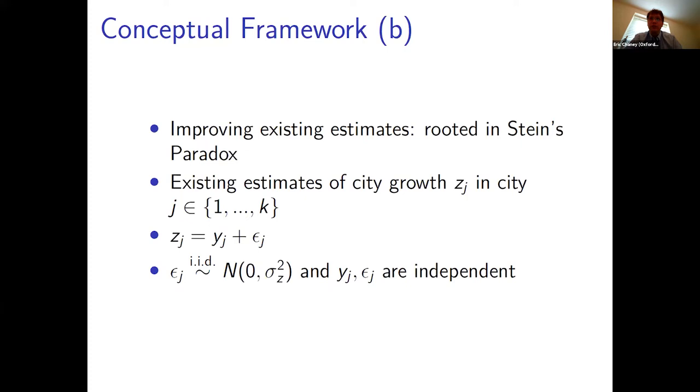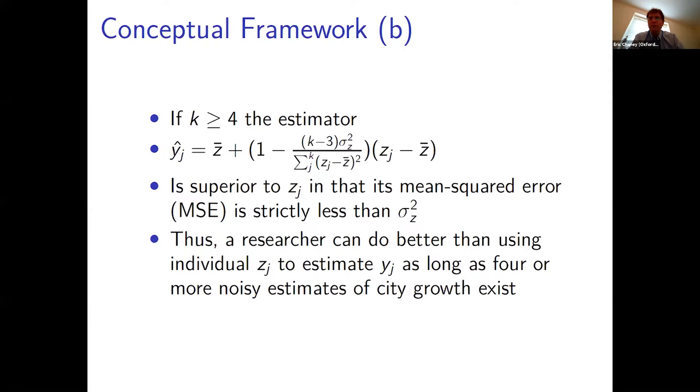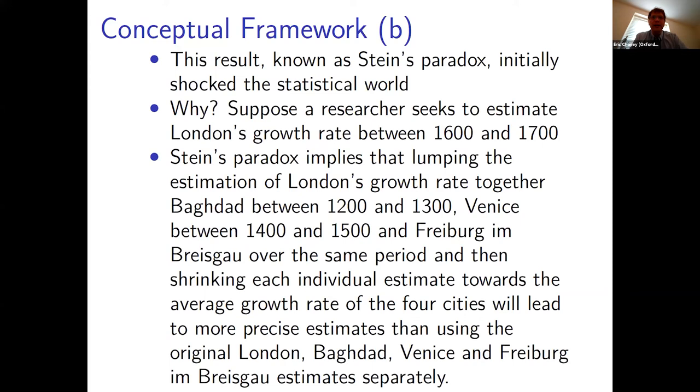But in any case, if you assume that there's classical measurement error in the Stein sense, then you get the following result. If the number of cities, which is K here, is greater than 4, then in essence, and we don't have a huge amount of time so I don't want to belabor this, you can do better than using the individual city estimates in a mean squared error sense. And what do I mean by that? I'll come back to this in a second.